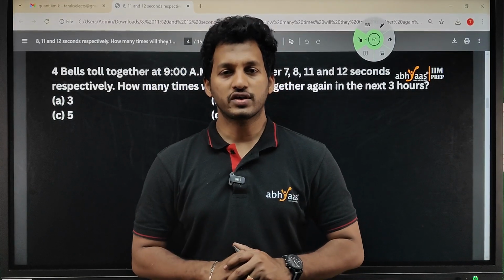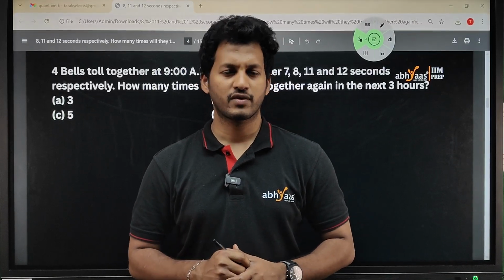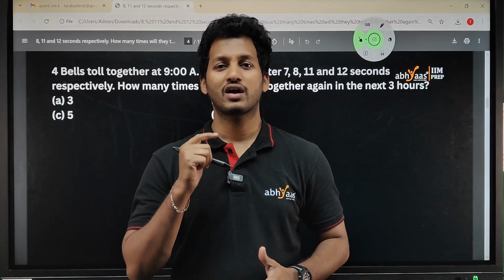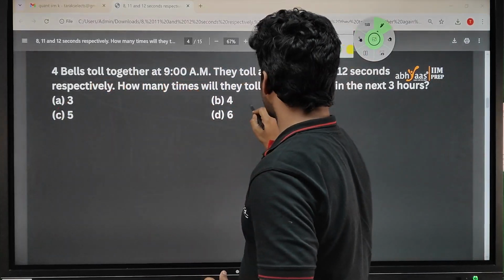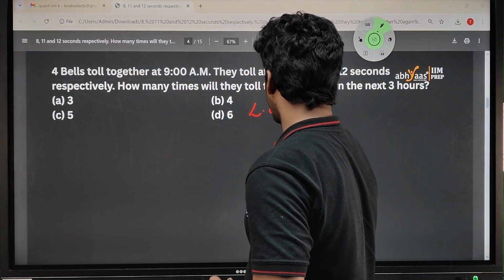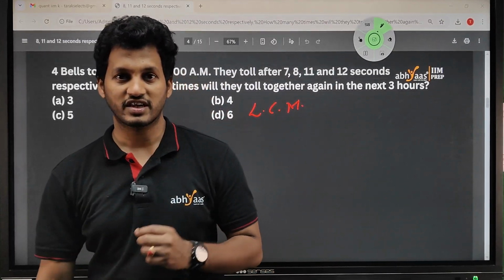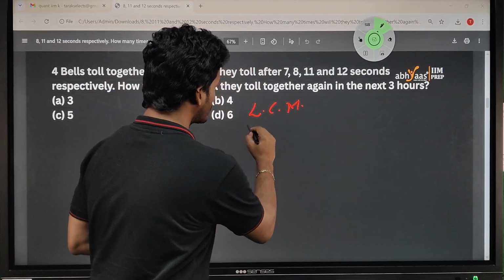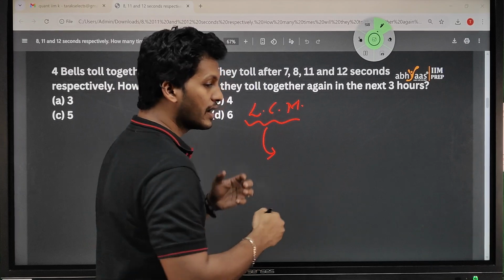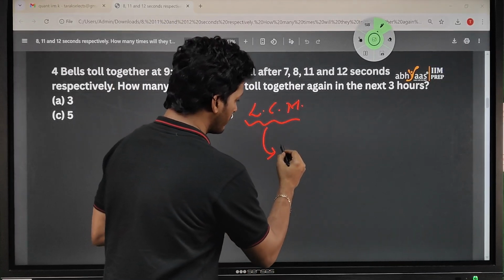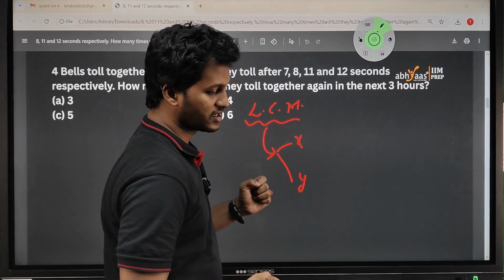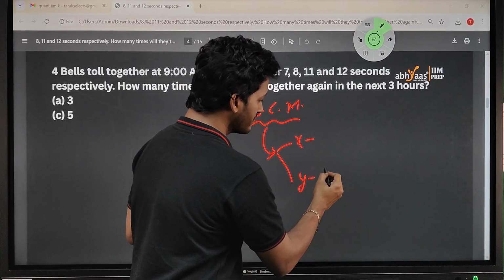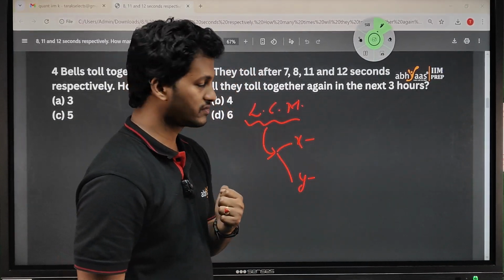Okay, now we are going to see LCM problems. First, let's discuss what LCM is. I know you all say LCM means least common multiple, but why is LCM used? LCM is used to find a common number for two numbers. For example, x and y are two numbers. What is the LCM for both of them? It depends on their nature.